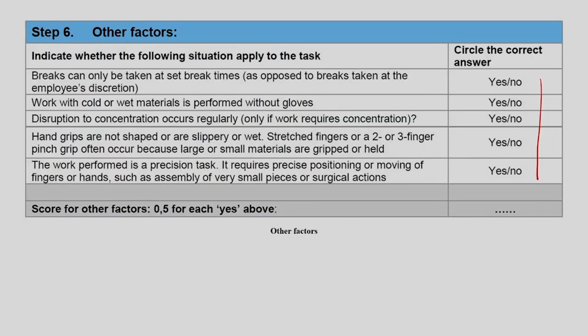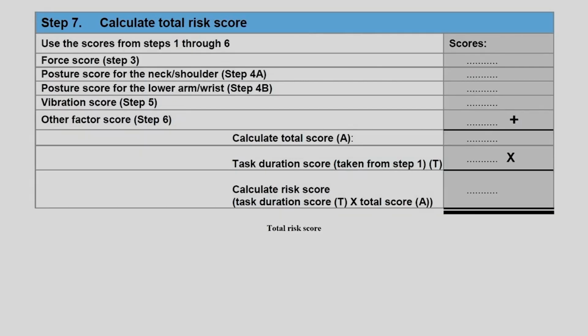So these are the other factors. You have to score them 0 or 5 for each yes for all these cases, okay. So you need to give the value to it. Now you have to give the scoring, okay.